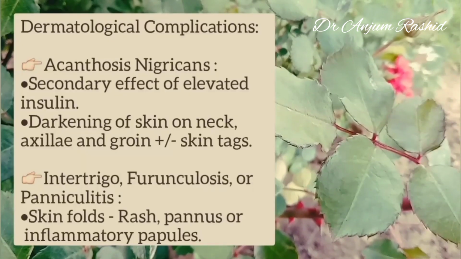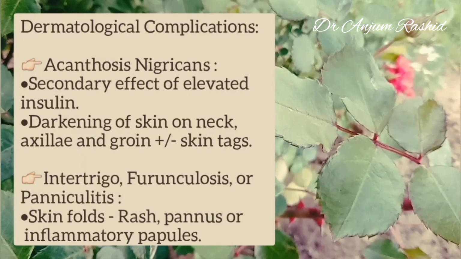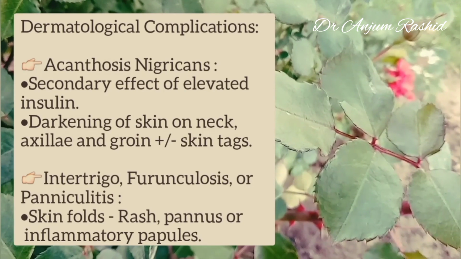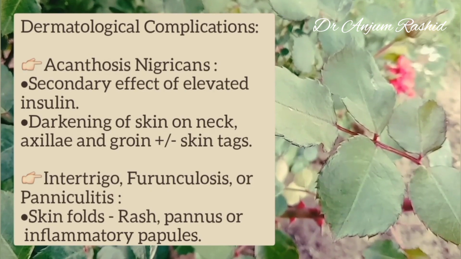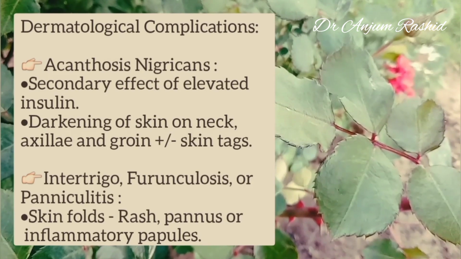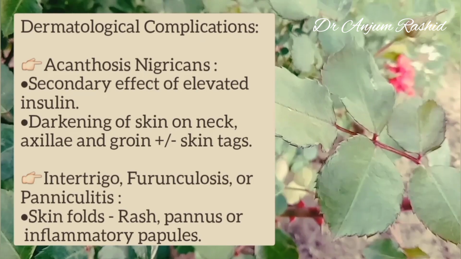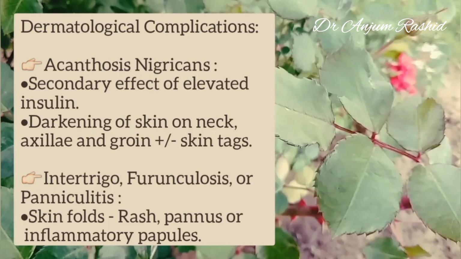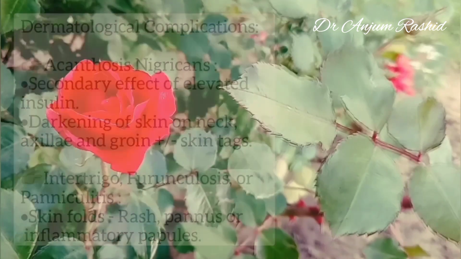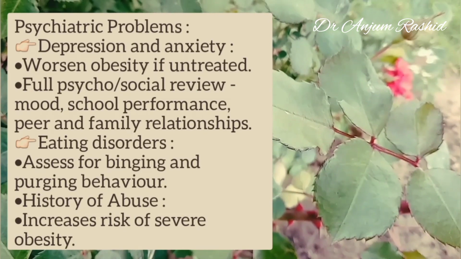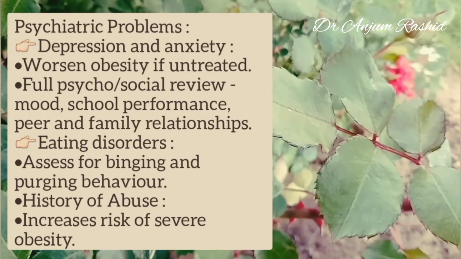Dermatological complications are also common. And first is acanthosis nigricans. It is due to secondary effect of elevated insulin, and there is darkening of the skin on the neck, axillae, and groin. Now other complications include intertrigo, furunculosis, or panniculitis. There may be rash, pannus, or inflammatory papules. Other complications of obesity include depression and anxiety, eating disorders, and childhood abuse.